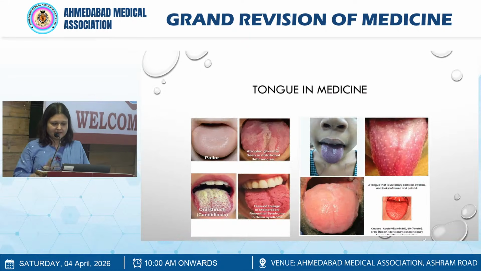Now tongue in medicine. First is pallor, atrophic glossitis, oral thrush, that is candidiasis, fissure tongue. It is seen in Down syndrome or Melkersson-Rosenthal syndrome. This is cyanosed tongue. The patient is having central cyanosis. There is a strawberry tongue seen in Kawasaki disease. Then macroglossia. Macroglossia is seen in acromegaly. And last one is beefy red tongue. It is seen in various vitamin deficiency like niacin, pyridoxine and B12.